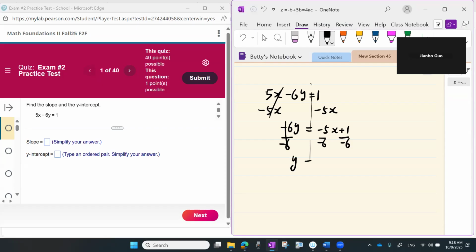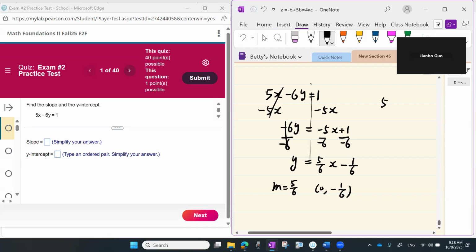And we have y equals negative 5 over negative 6, that is a positive 5 over 6, times x minus 1 over 6. So the slope is 5 over 6. The y-intercept is 0, negative 1 over 6. All right, so this is one way to get the problem done.